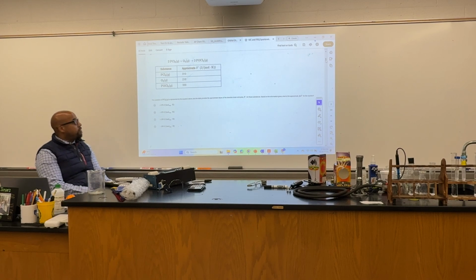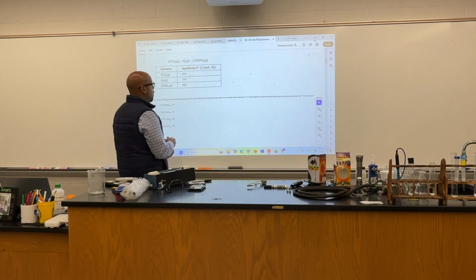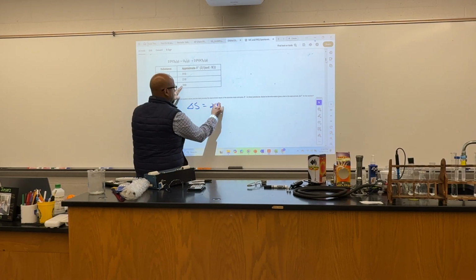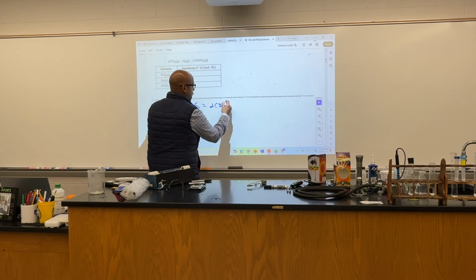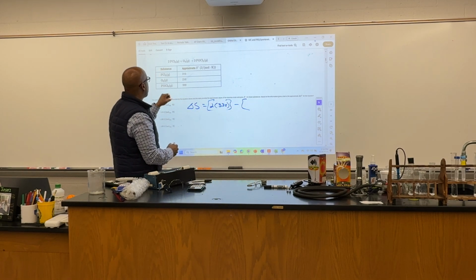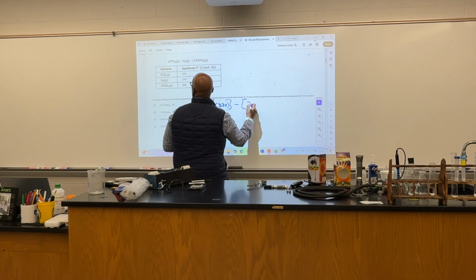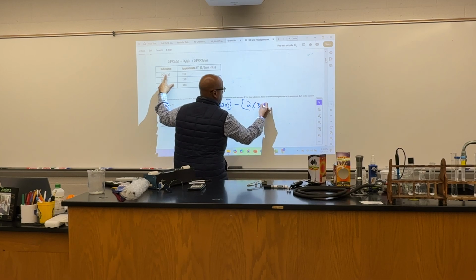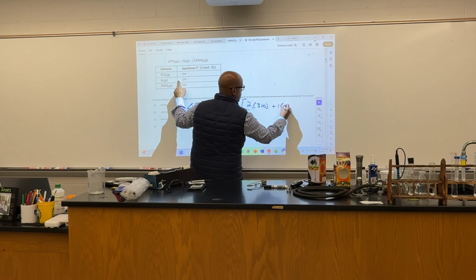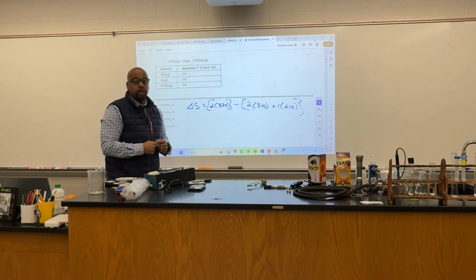But for a problem like this, if I was to solve this on an actual AP, I would say, okay, I know my delta S is products minus reactants. I got 2 times 330 going right here. Then minus, and what do I have for products here? I've got 2 moles of this, so 2 times 310, plus 1 times, in this case, 210. I'm going to put this in my calculator and get the answer really quickly.